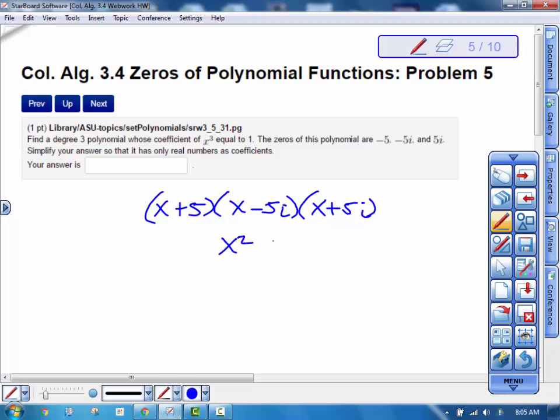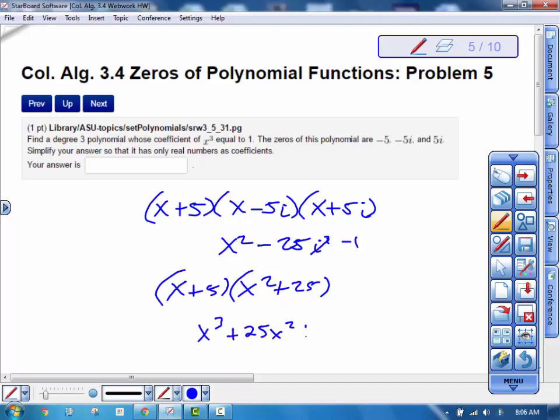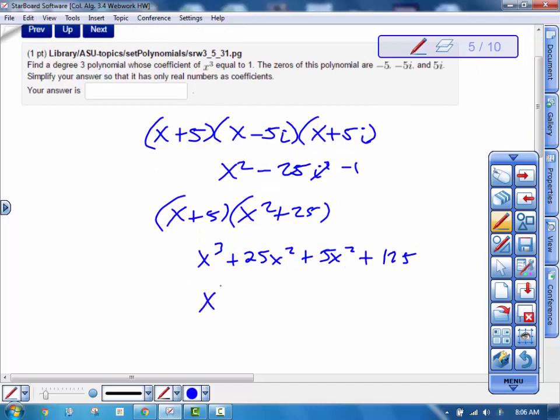When we do that, we get x squared. The middle terms are going to cancel. The last term is going to be negative 25i squared, but i squared is negative 1. So this turns into x squared plus 25 from this factor. We still need to multiply that by x plus 5. When we do, we get x cubed plus 25x plus 5x squared plus 125. So there's our cubic polynomial. We'll write it by adding these two terms together. Simplify, plus 5x squared plus 25x plus 125. That's the answer we're looking for with our leading coefficient 1.